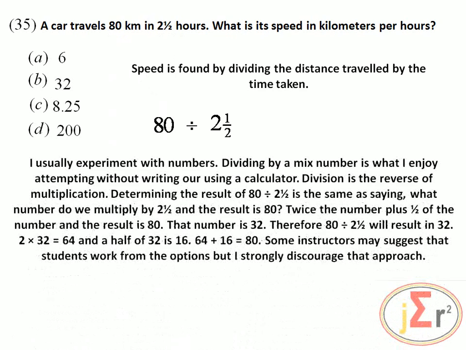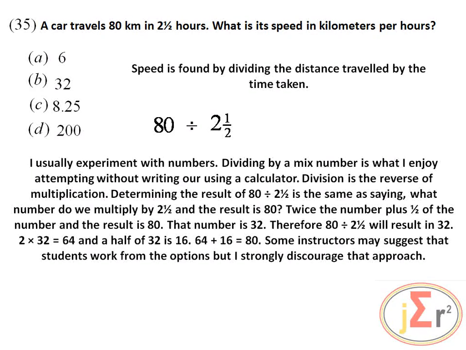I usually experiment with numbers. Dividing by a mixed number is what I enjoy attempting without writing or using a calculator. Division is the reverse of multiplication. Determining the result of 80 divided by 2.5 is the same as saying, what number do we multiply by 2.5 and the result is 80?